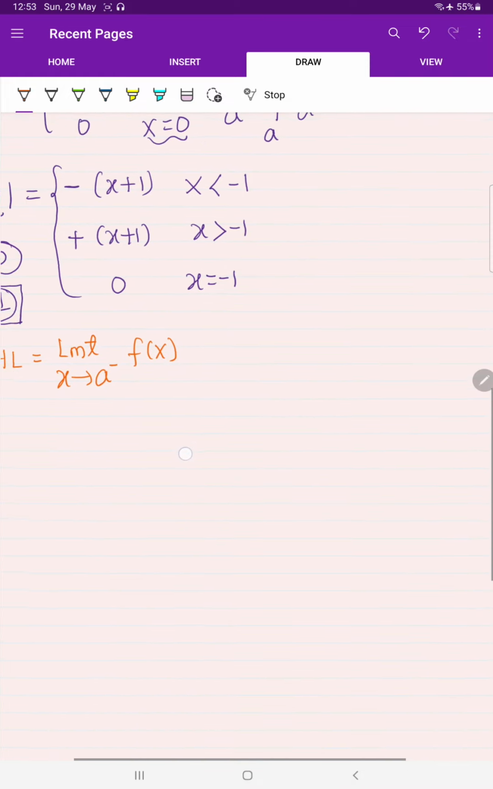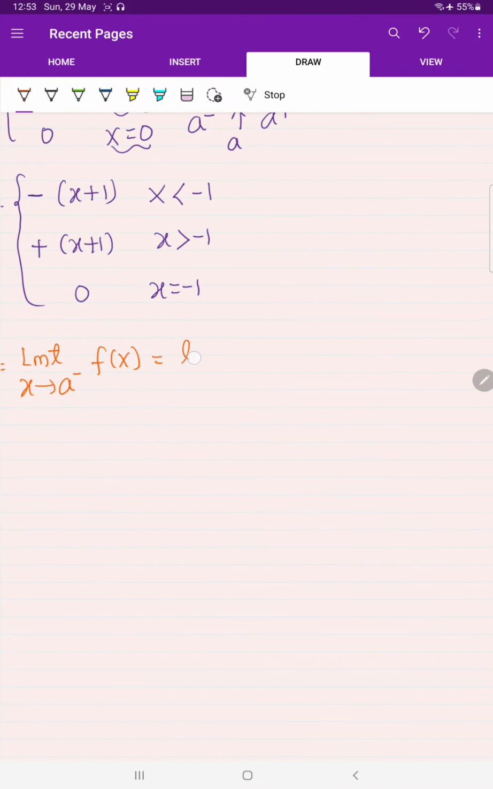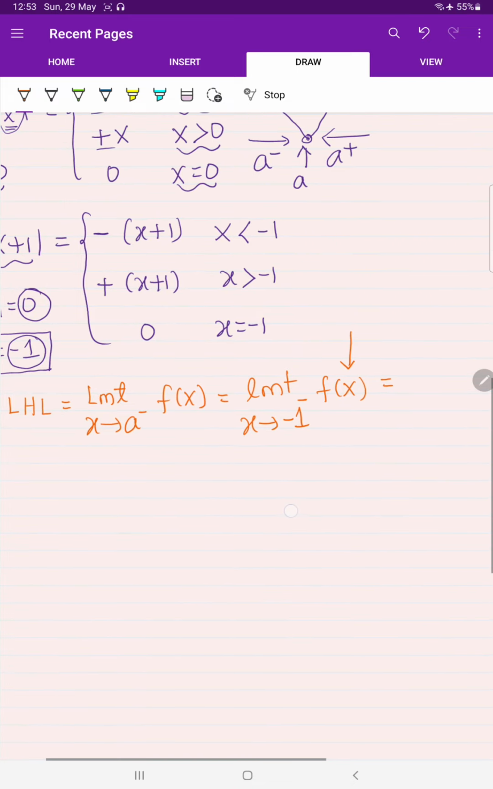Sir, how can I derive this? This can be derived. Let me proceed further. Limit, what is the value of x here? x is minus 1 sir. From left hand side means I have to keep this minus into f of x. Next, for the f of x, what will we put here? f of x means, see, I am considering left hand side. It means I am traveling from left hand side.